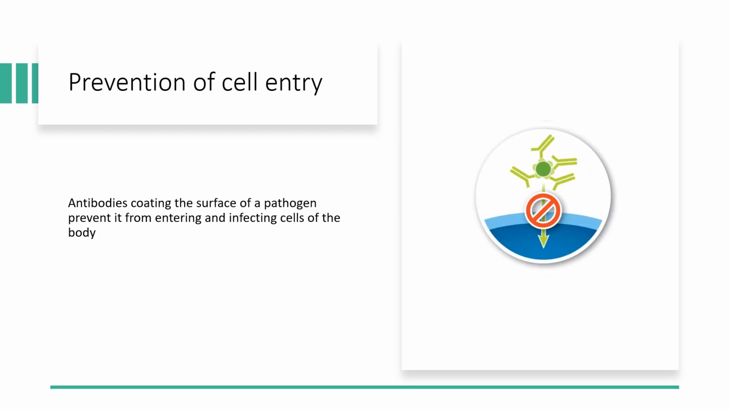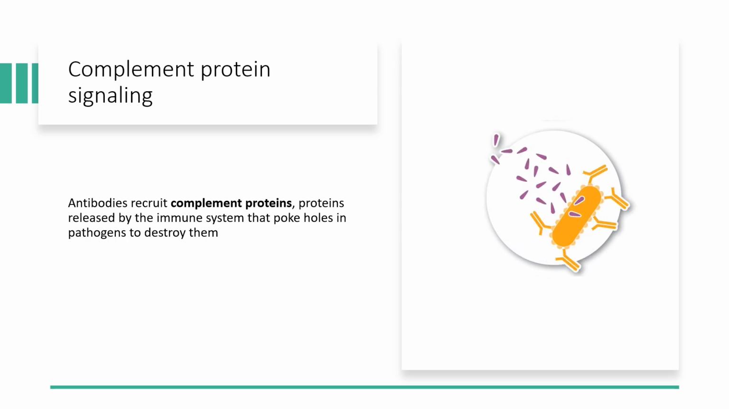Another way antibodies help fight pathogens is by preventing them from entering cells. By coating the surface of a pathogen, antibodies can make it harder for those pathogens to get inside cells and infect them. And finally, antibodies can also help fight infection by recruiting complement proteins. Complement proteins are proteins produced by the immune system that poke holes in pathogens to destroy them.